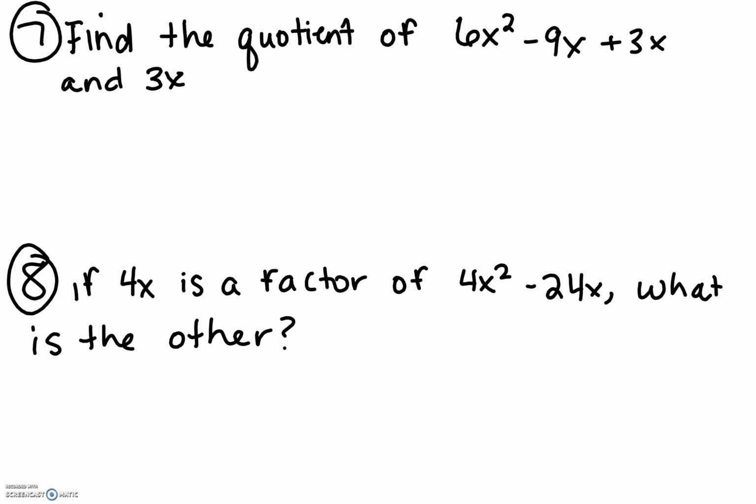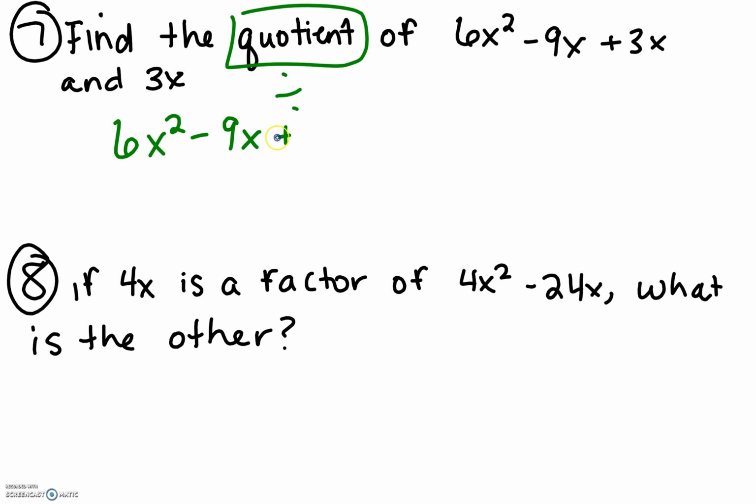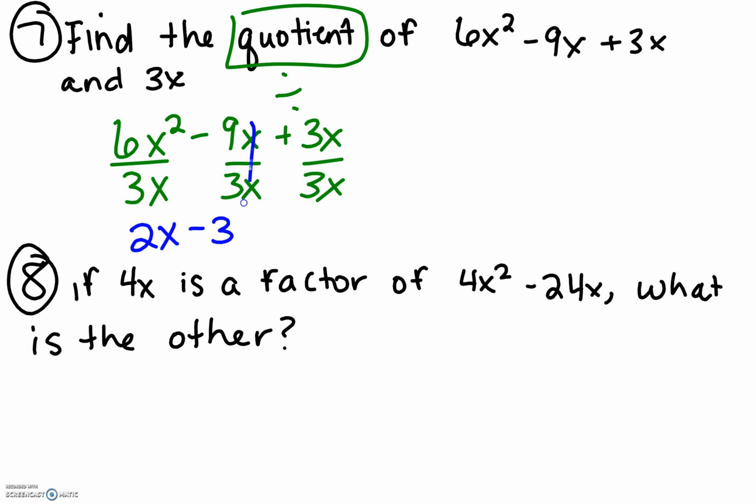7. Find the quotient. So quotient means divide, of 6x squared minus 9x plus 3x, and 3x. So we're going to take 6x squared minus 9x plus 3x and divide all three terms by 3x. So 6 divided by 3 is 2. x squared over x is just an x. Then negative 9 over 3 is a negative 3. x over x cancels. Plus 3 over 3, which is 1. And again, x over x cancels.